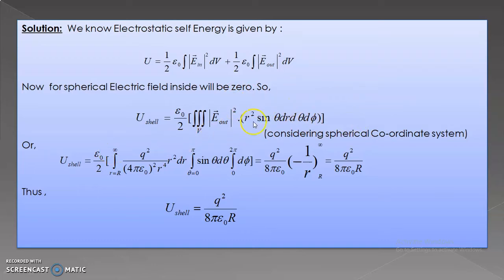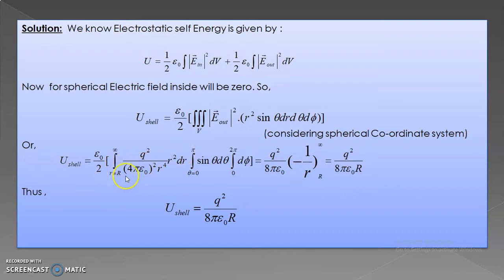So now what are the limits? We have to be very careful with the limits. Here r varies from 0 to infinity, theta varies from 0 to pi, and phi varies from 0 to 2 pi. So what we did is we have to calculate these at outside. So this is outside, so it should be greater than R.